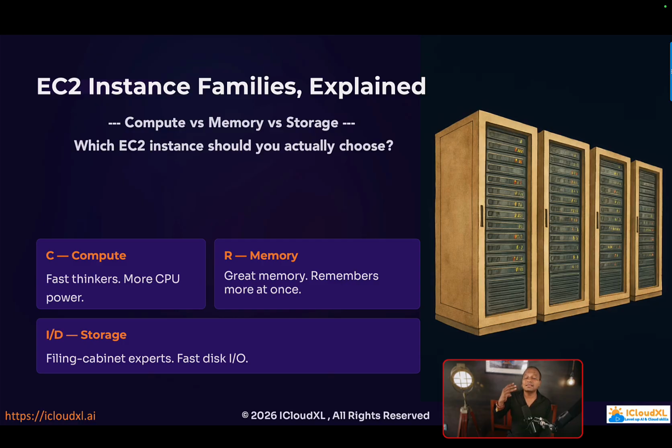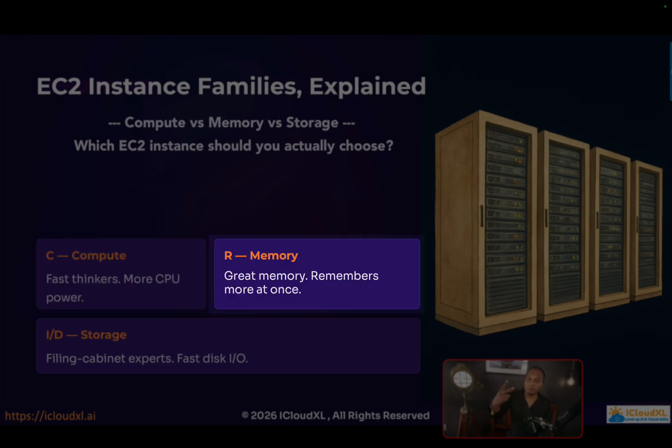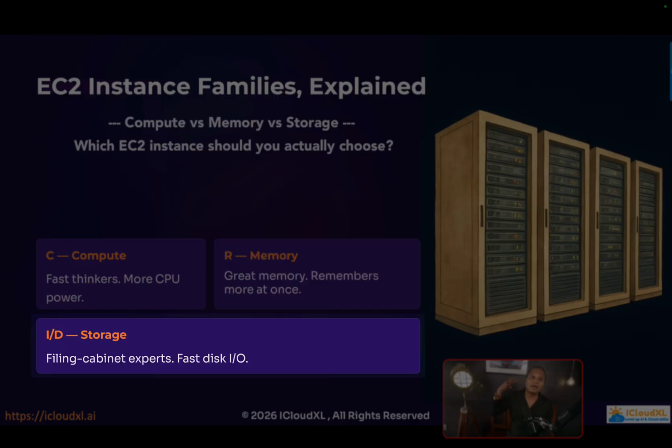So mainly three families we are going to discuss, which are commonly used. Apart from that, there are three other families, but I will show you those in the documentation itself. The number one is C, the compute optimized instance family; R, the memory optimized instance family; and I and D, the storage optimized instance family.